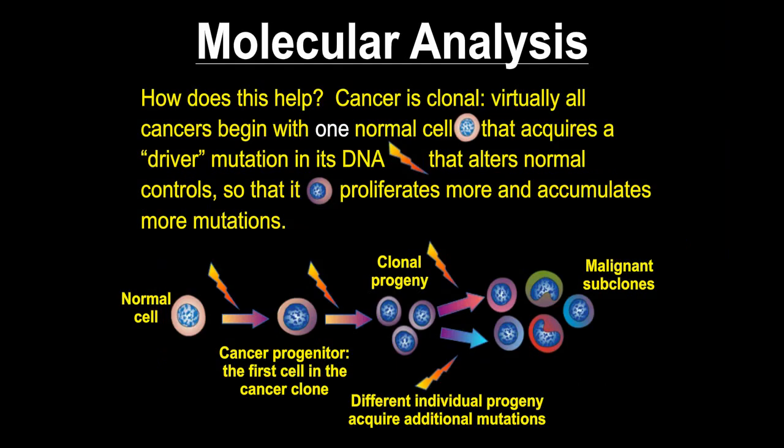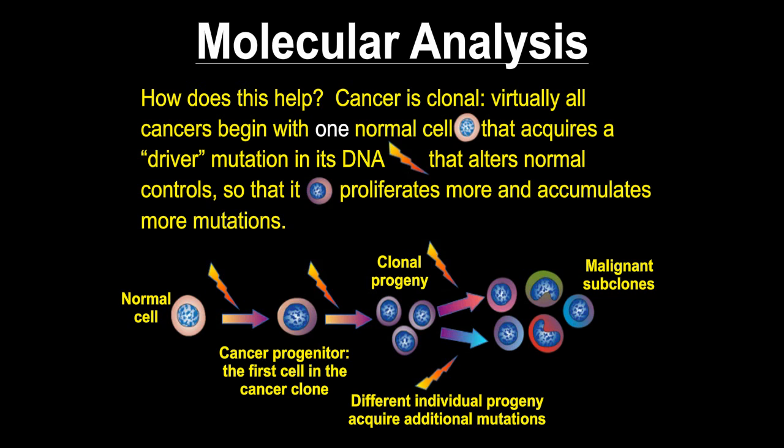How does all of this work? Cancer is a clonal disease, by which I mean to say that virtually all cancers begin from a single cell, which starts out as a normal cell, and it acquires a mutation in its DNA by all sorts of different mechanisms. That alters the normal controls that the body exerts over those cells so that that cell is somehow unleashed and can proliferate regardless of the normal control mechanisms. And this is illustrated here.